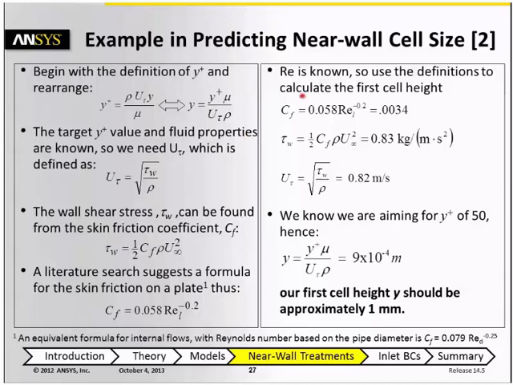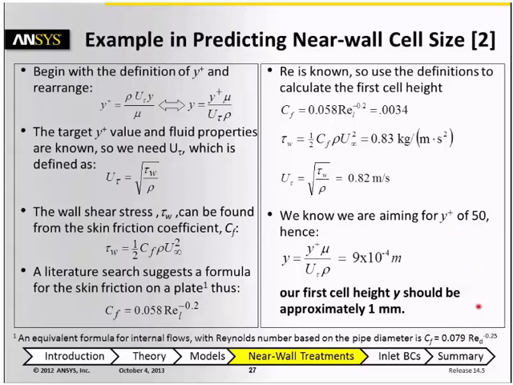So then we just work backwards from here. We put our Reynolds number into the correlation for the skin friction coefficient. We get a value for the skin friction coefficient. We put that back into its definition, and that gives us the wall shear stress. Then the wall shear stress goes back into the definition of the friction velocity, and that gives us the friction velocity. So now we have everything that we need to know, and we plug these into the formula here and get that the wall distance should be about 9 times 10 to the minus 4 meters in order for y plus to be 50. So our first cell height should be at a value of y plus equals 50 at about 1 millimeter.